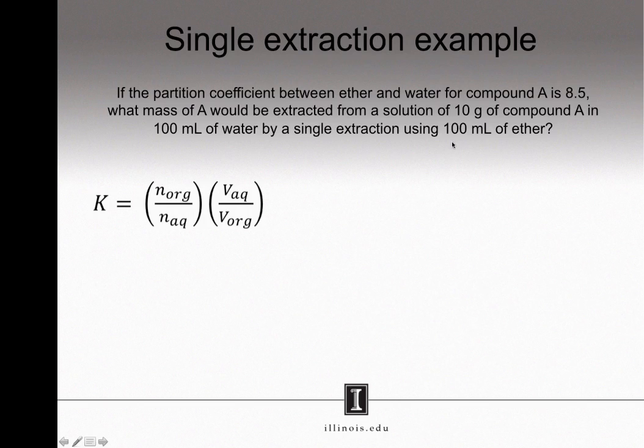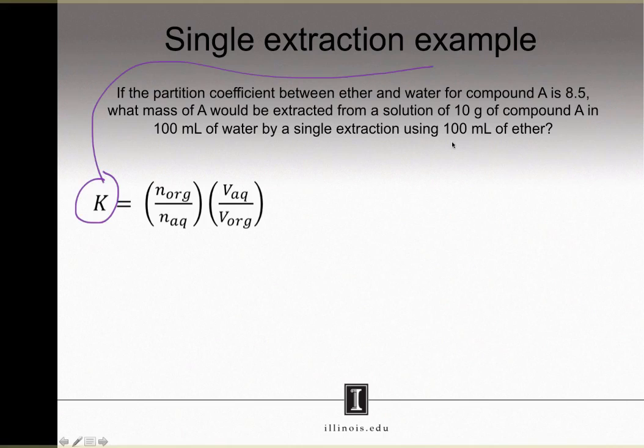Let's look at this equation that we just discussed. I know K, because that's given to me by the question. I know the volume of aqueous solution, because that's given to me by the question. And I know the volume of organic solvent, because that is also given to me by the question. And what I want is the amount in the organic layer. But I can't solve for that yet, because I don't know the amount in the aqueous layer. Okay, so I'm missing information. Can I find that information somewhere?